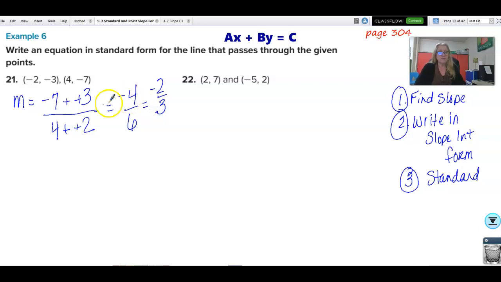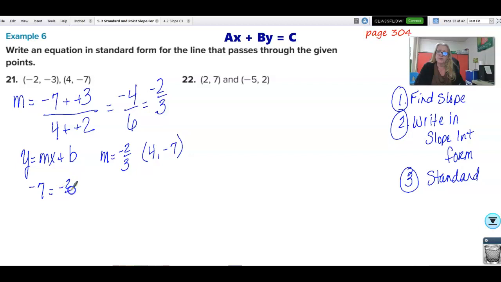Now we have to find b. Y equals mx plus b. We know m is negative 2/3, and we pick a point. Let's use 4, negative 7, because at least one of them is positive. Okay, so y is negative 7, m is negative 2/3, x is 4, and b is the thing we're trying to find. So negative 7 equals 4 times negative 2/3 is negative 8/3 plus b. Now we're going to run out of room.